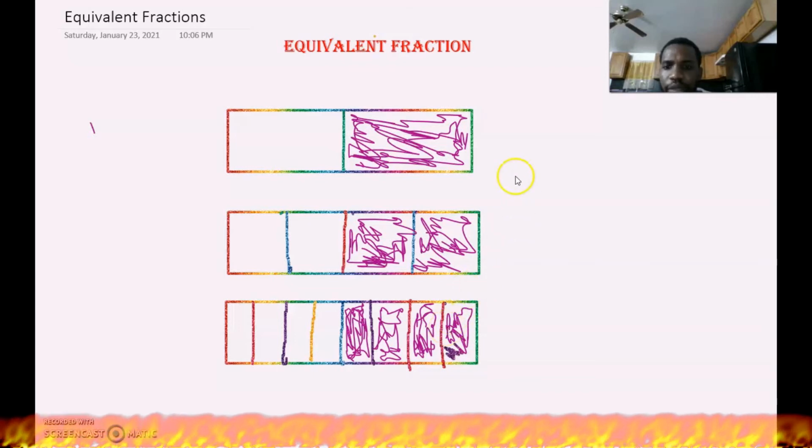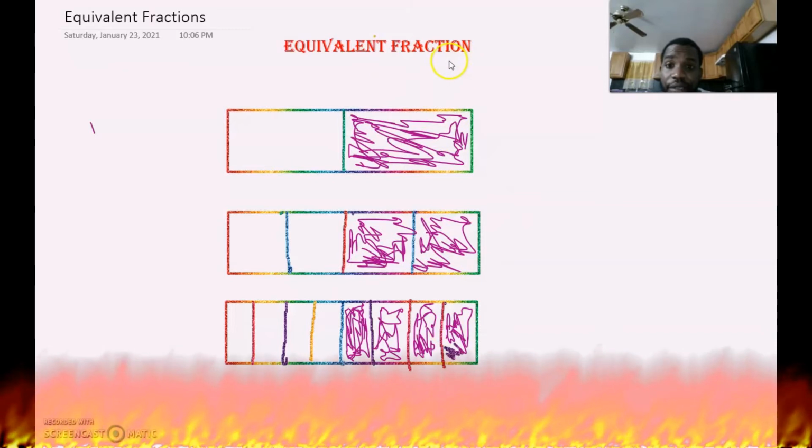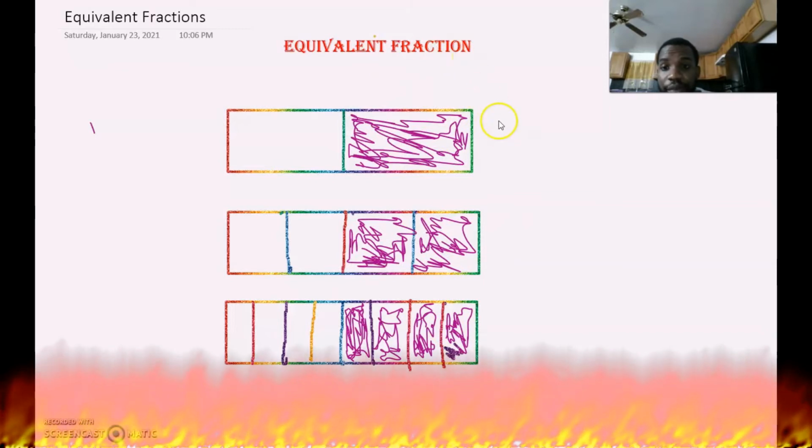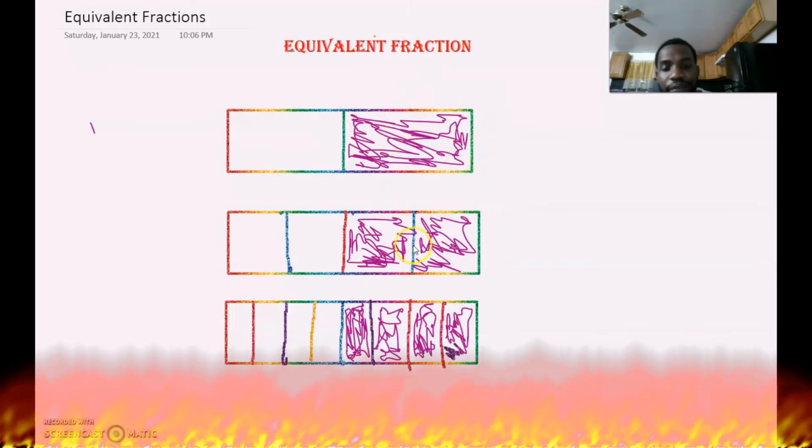Hello guys, today we'll be looking at equivalent fractions. Now equivalent fractions are fractions that have the same value, though they might look different. Think of this, looking at these three rectangles I have on the screen.